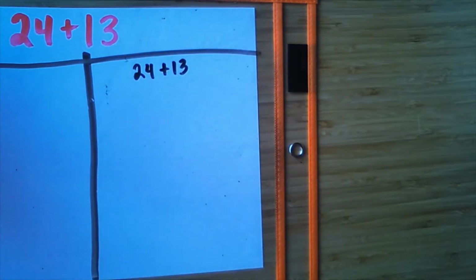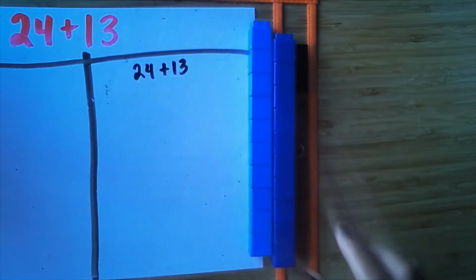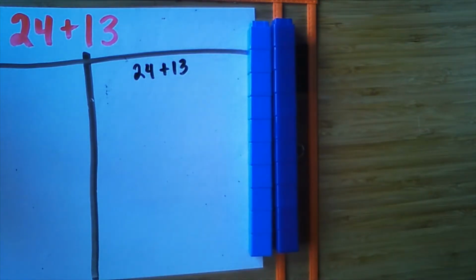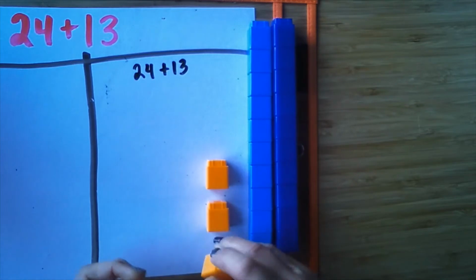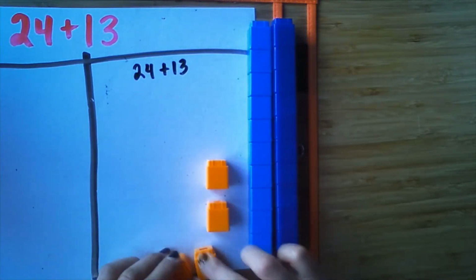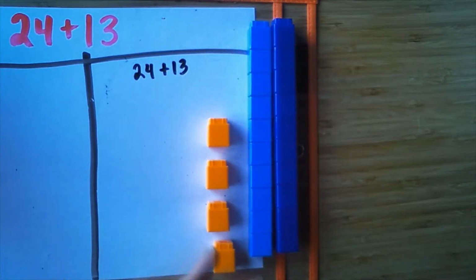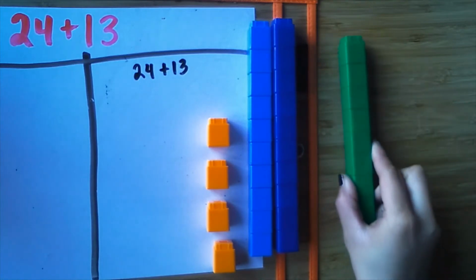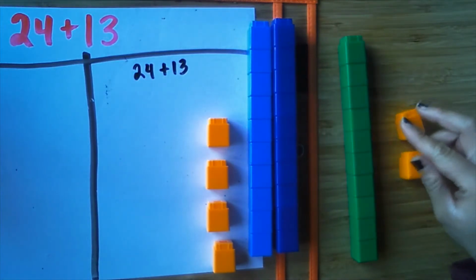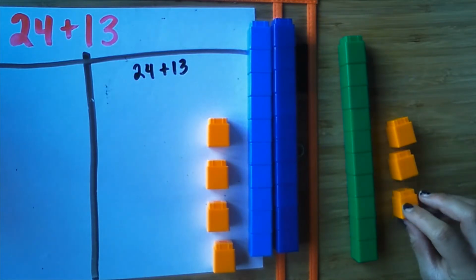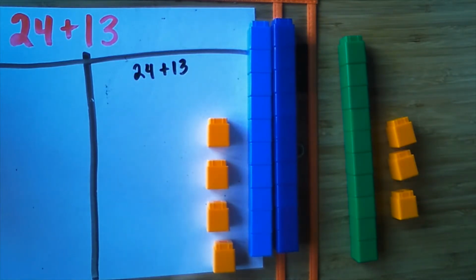Okay. So remember we had 24, and let me go ahead and grab our 4 there. Remember we had 24, and that's how we showed it. Now, we also had 13. So go ahead and take a look. Let's pause here.